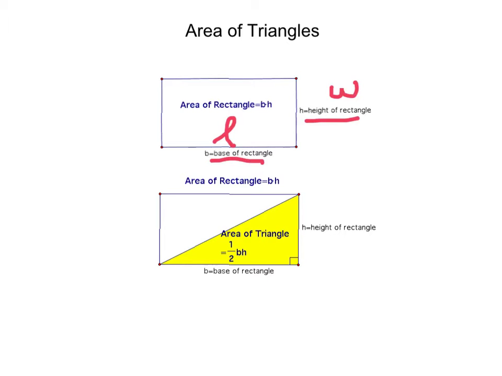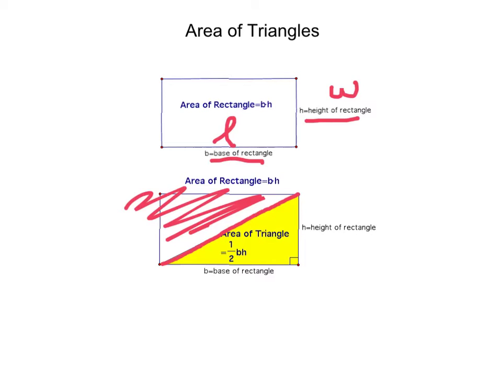Now, what if we take that rectangle and we draw a diagonal and then remove this top part and pull it away? We have a triangle. So we can see that the area of this particular triangle would be 1/2 of the base times the height. And that's exactly what the formula is for all triangles. All triangles are half of a parallelogram.